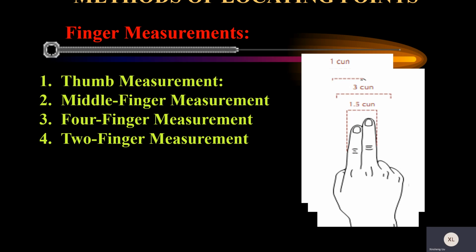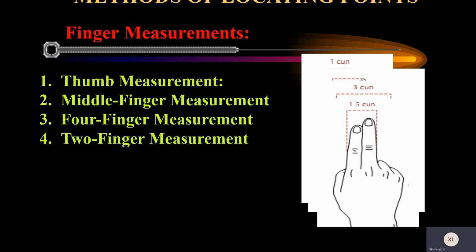And the number two, middle finger measurements. The middle finger is bent, and the distance in the middle segment between the proximal and distal interphalangeal joints is called 1 cun, right? For the index finger, we can use the distance from the fingertip to the proximal interphalangeal joint as 2 cun, right? They help you quickly locate the points. And still the four-finger measurement is like 3 cun.